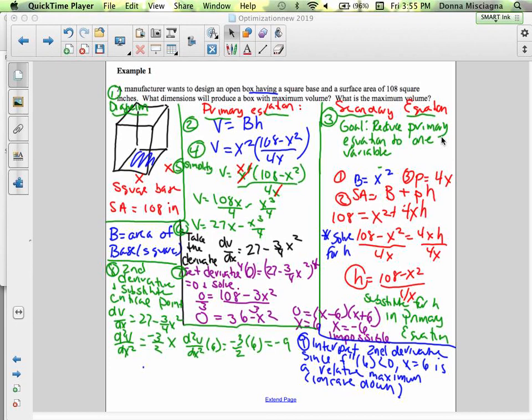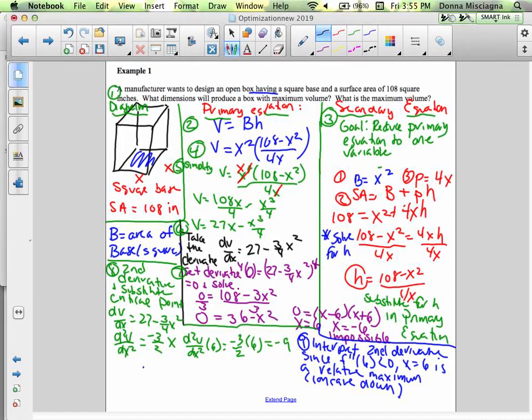So we use our secondary equations to take the information that we're given, the constraints, and reduce the primary equation to one variable. Right? And so we can take surface area of an open box, which would just be the bottom of the box plus the four sides, right? And all the four sides are the exact same dimension since this is a square. I'll add a little h in here. So you've got one base, which is x times x, or x squared, and you've got four sides, which are x times h.